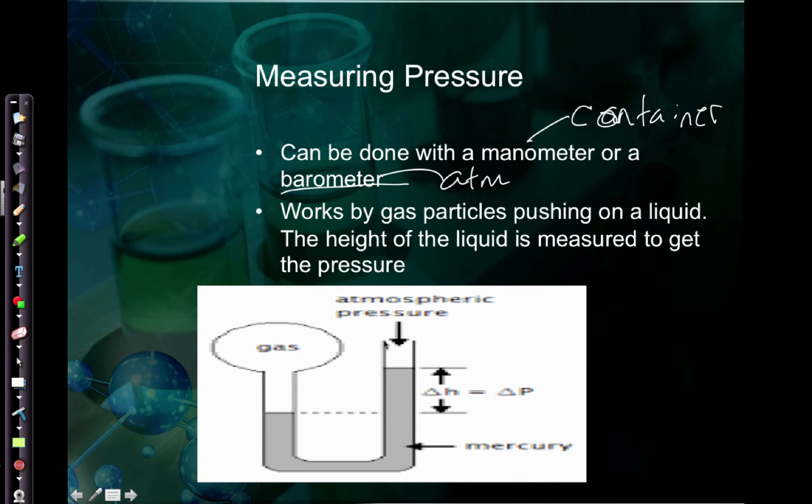So the atmospheric pressure is going to push down on this liquid in this tube, and then the gas inside of the vessel, or whatever the container is, will also push down on the liquid. Well, that difference is equal to the pressure of that gas. So you're either going to add the atmospheric pressure to that difference, or you're going to subtract it. It just depends on what's happening with this tube.